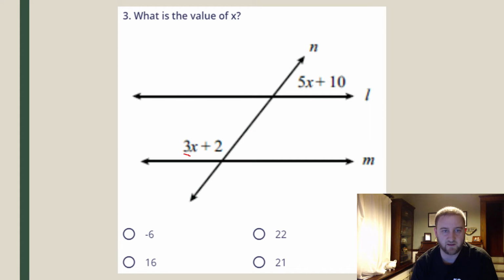So 3x and 5x is 8x, and then 2 plus 10 is 12. So 8x plus 12 equals 180 degrees. Now you'd solve it like a normal two-step equation: subtract 12, then divide by 8.